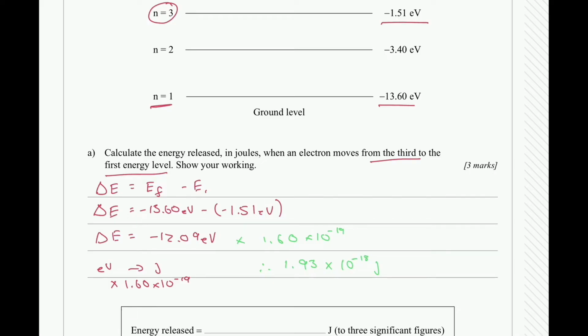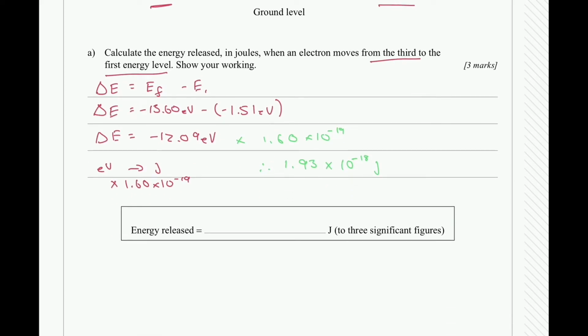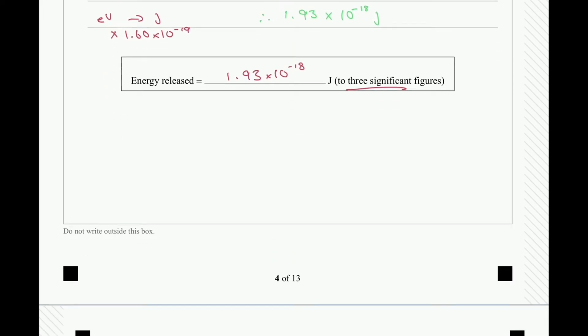So our answer here in the box that we're going to put down below is just going to be 1.93, that's 3 significant figures like in the question, times 10 to the negative 18. All right, let's continue.